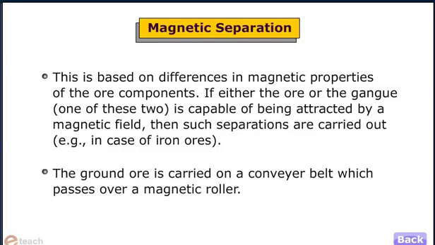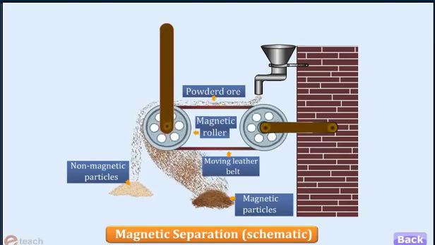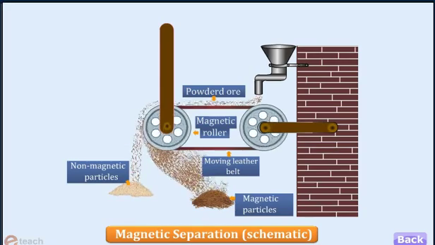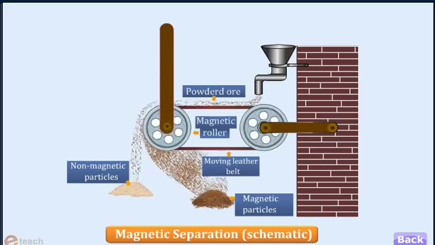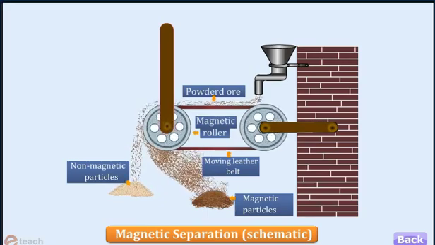The ground ore is carried on a conveyor belt which passes over a magnetic roller. From the animation, we can observe that the particles getting collected in the left box are non-magnetic as they are not attracted by the magnetic field, whereas the other one is magnetic in nature. It is not necessary that only ore should be magnetic, gangue particles can also be magnetic.